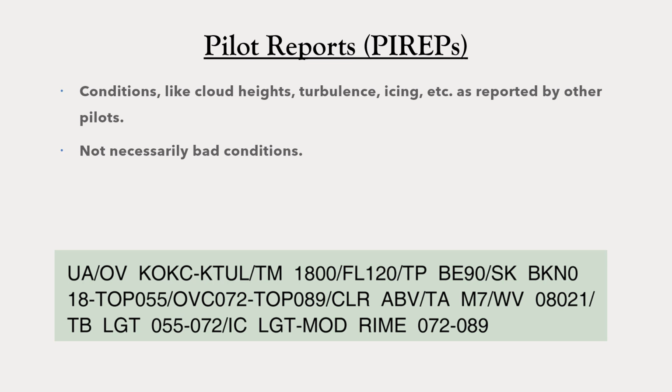WV is the wind information, again with direction and magnitude. TB is turbulence, light, moderate, heavy, but take that, consider the type of aircraft reporting it. IC is icing, and then some others have additional remarks.